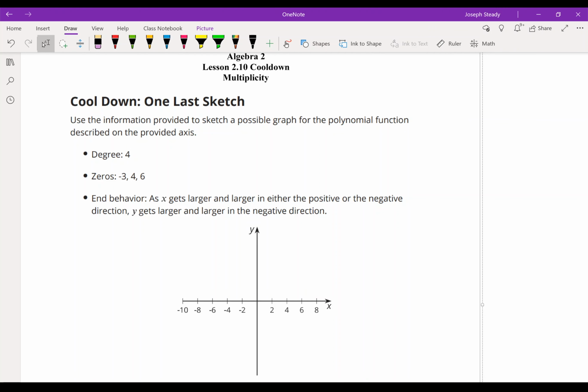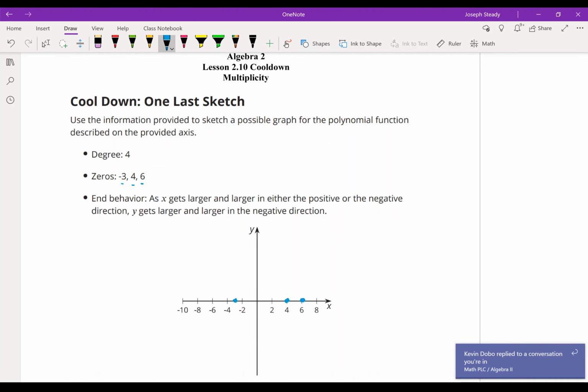In lesson 2.10 cooldown, we are asked to, one more time, sketch a graph of a polynomial function that has certain features. So they tell us, first of all, the degree of the polynomial is 4. Awesome. They also tell us we have zeros at -3, +4, and 6. So I'm going to go ahead and just put those on my graph right now. I have a 0 at -3, I have a 0 at +4, and I have a 0 at 6.